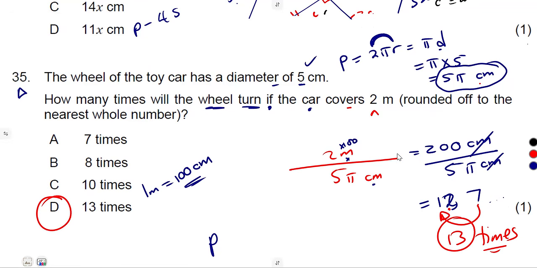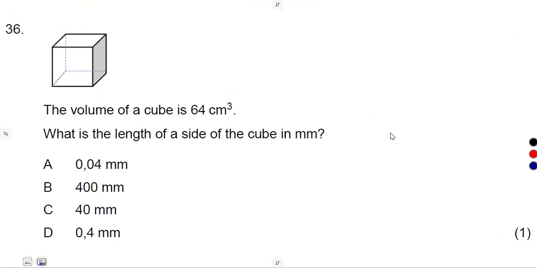So you see, guys, they'll be testing you. Do you know your properties? Number 36. The volume of a cube is given as 64 cubic centimeters. Remember the volume of a cube, side to the exponent of 3, side times side times side, as they are equal. So what is the length of a side of the cube in millimeters?